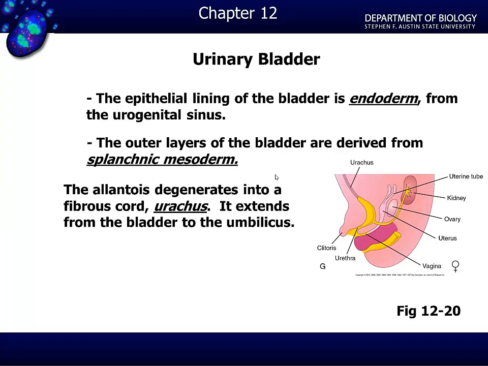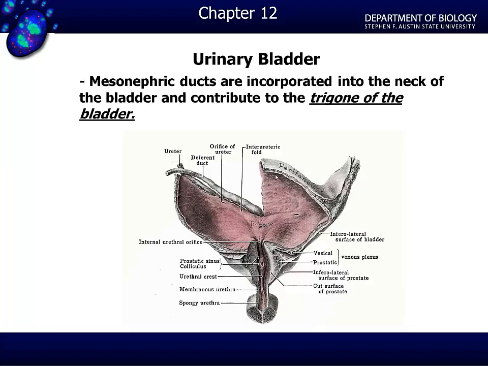Now, portions of the allantois, the most distal portions, are going to degenerate, and all that's going to remain is a fibrous cord called the urachus. This is going to extend from the tip of the bladder toward the umbilicus, or your navel. In adults, the urachus persists and is referred to as the median umbilical ligament. So when you get to gross anatomy, the median umbilical ligament is formerly the urachus and formerly the allantois during embryonic development.